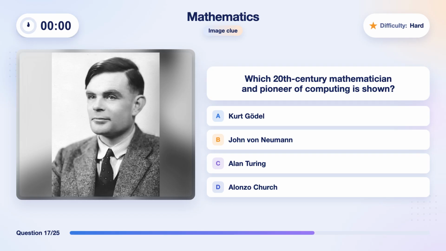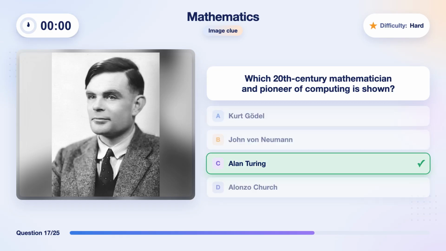Eyes on the screen. The answer? No doubt, Alan Turing. The photograph, taken by Elliott and Fry in 1951, shows Alan Turing, 1912 to 1954, the British mathematician whose 1936 paper introduced the Turing machine and formalized computability, and who led decisive work on breaking German ciphers at Bletchley Park.